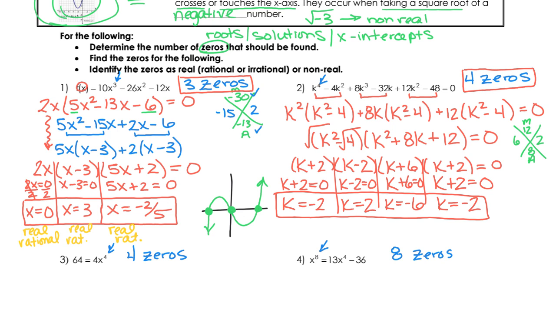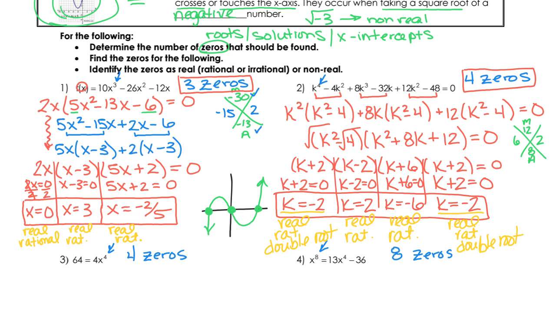So negative 2, what you have to watch out for is that we have 2 of them. So this is going to be real. It's going to be rational. But it's also going to be a double root. Okay, so real, rational, but a double root. And I'll show you guys what that looks like in the picture in a second. So k equals 2 will be real and rational, and k equals negative 6 will be real and rational.